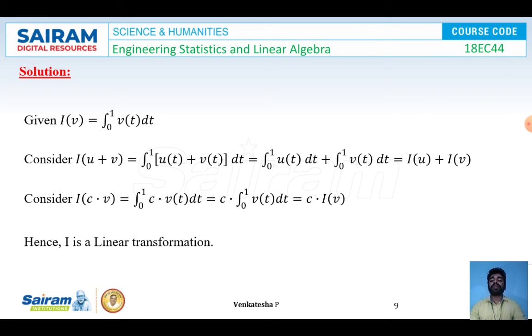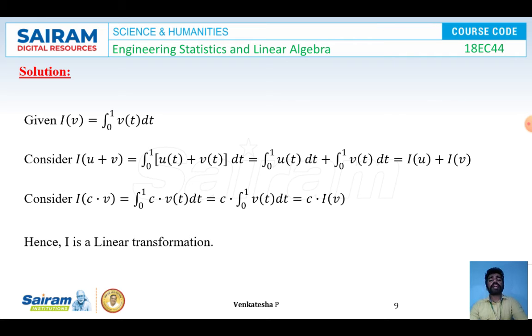So I'm going to consider first I of u plus v. In the place of v, I'm replacing u plus v. So I got the integral from 0 to 1 of u of t plus v of t dt. Now expanding the integral, I got the integral from 0 to 1 of u of t dt plus the integral from 0 to 1 of v of t dt. This is nothing but I of u, and this is I of v. The first condition gets verified, that is I of u plus v is equal to I of u plus I of v.